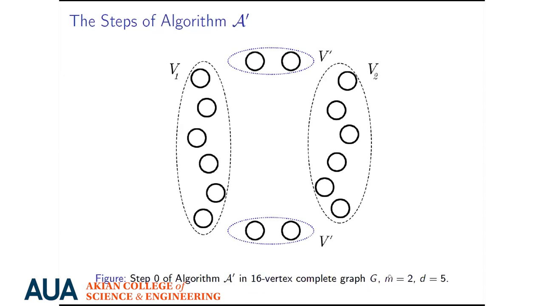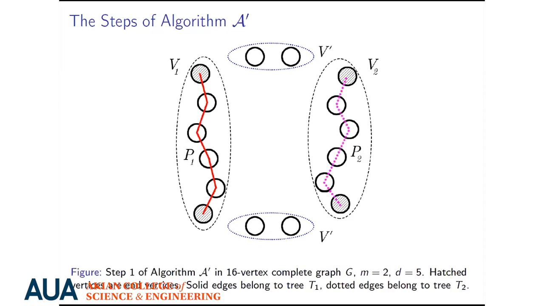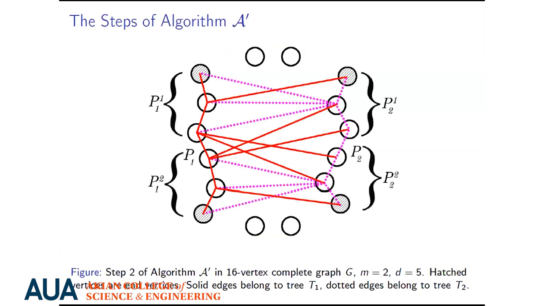So we choose two subsets, V1 and V2, with D plus 1 vertices, and all other vertices we put in V prime. On the first step, we construct a Hamiltonian path using the heuristic: go to the nearest unvisited vertex. Of course, it's not an exact solution, it's just an approximate solution. Then we divide each path into halves and connect the first half of the first path with the first half of the second path by the shortest edge within the inner vertices. Then the second half of the first path is connected by the shortest edge within the vertices of the second half of the second path.